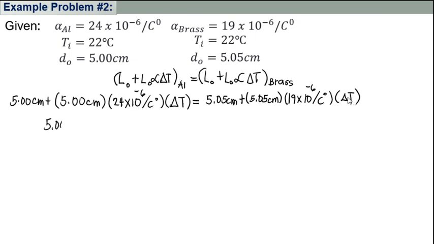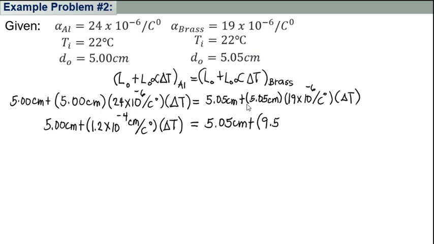So we can now simplify this. That will become 5 cm plus the product of 5 and the coefficient of linear expansion is 1.2 times 10 raised to negative 4 centimeter per Celsius degree times delta T. The other side of the equation is 5.05 centimeter plus the product of 5.05 and the coefficient of linear expansion is 9.595 times 10 raised to negative 5 centimeter per Celsius degree times delta T.